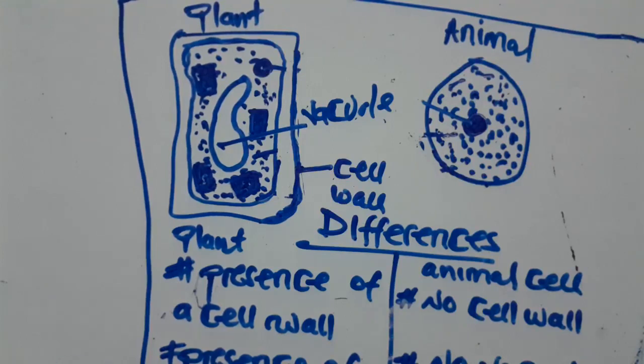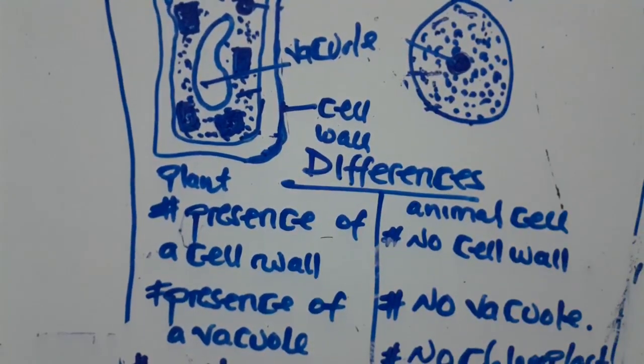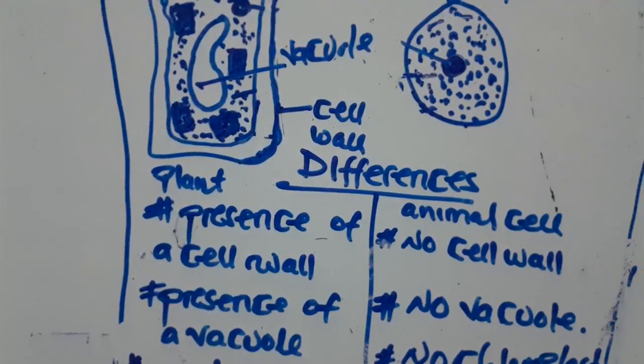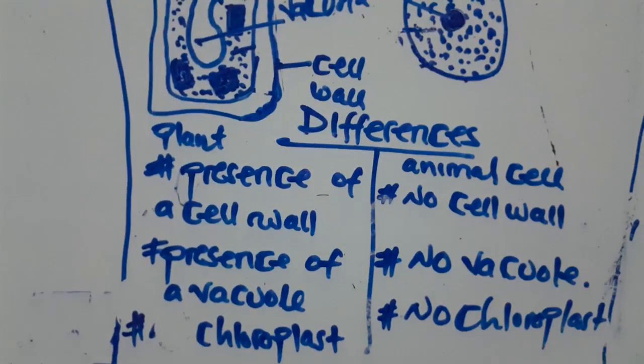Or the shape of a plant cell is what? Regular, whilst in an animal cell it is what? Irregular. So that is the last difference that we can put across. So if they ask you to write 4 differences between a plant cell and an animal cell, you are to talk about the presence of a cell wall which is in a plant cell, whilst in an animal cell there is no cell wall. There is a presence of a vacuole in a plant cell, and there is no presence of vacuole in an animal cell.